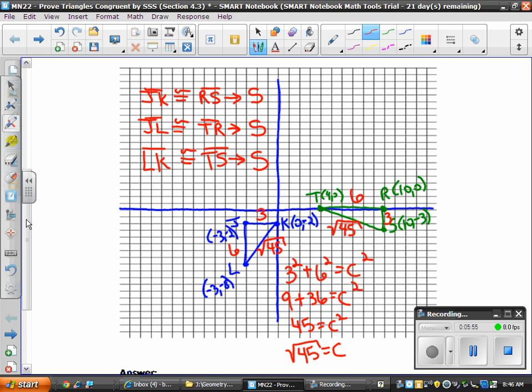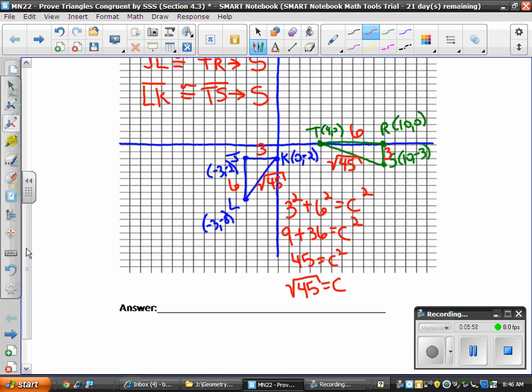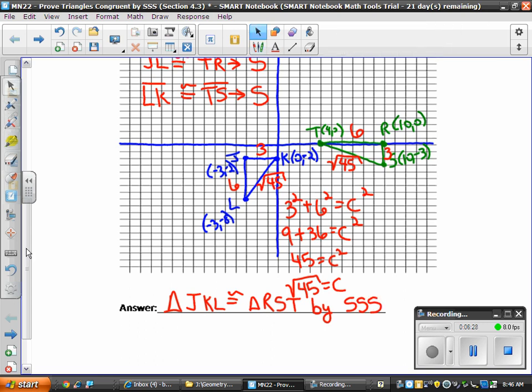So down here, we can say that triangle JKL is congruent to triangle, and since I started at the right angle, I have to start at the right angle, so triangle RST. The reason we can say this is because of the side, side, side postulate. So because of the side, side, side rule, you can say these triangles are congruent.